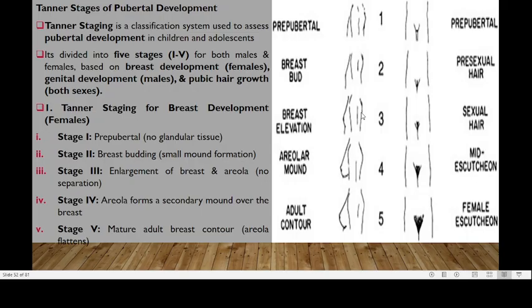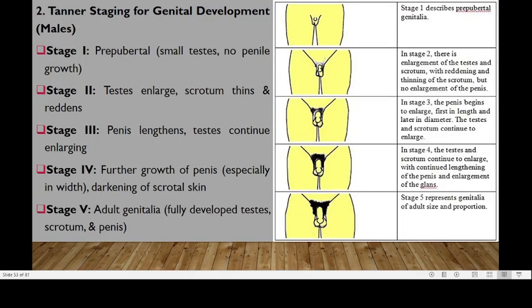Then stage 4, where the areola forms a secondary mound, you can see here in stage 4. The areola forms a secondary mound over the breast. And then lastly, we have a mature breast contour, right? That is now stage 5. So you can classify the girl in stage 1, stage 2, stage 3, stage 4 based on the presentation.